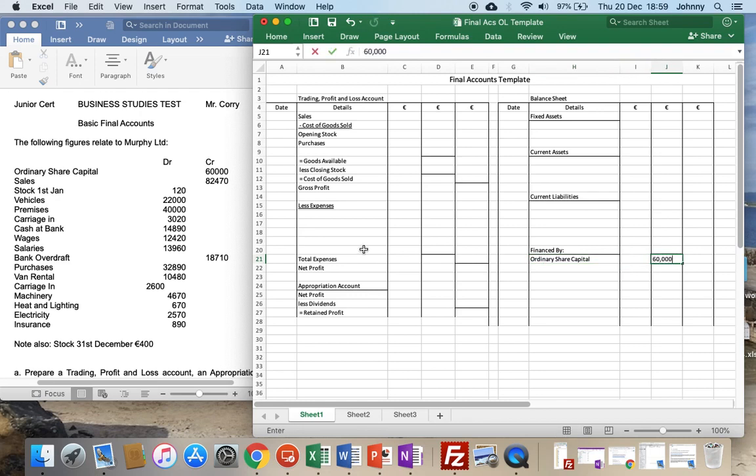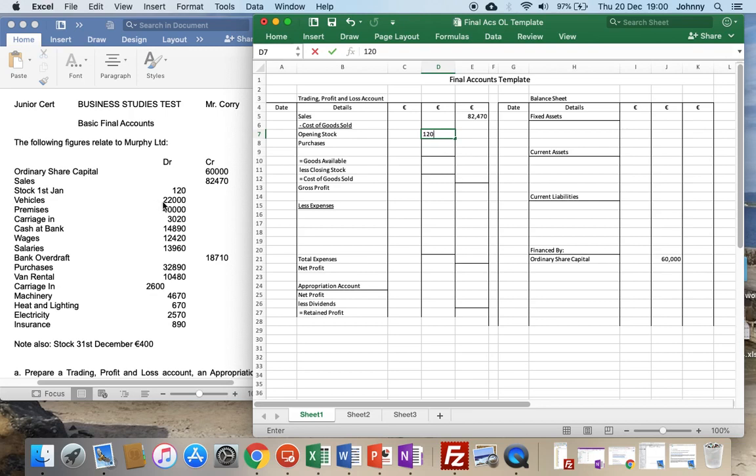Then we have sales. So sales is actually already marked. We'll have that in every question that we do. So sales is 82,470. Then we have stock 1st of January. Well, that's opening stock, so I'll put that in the opening stock section. Remember, all of these things here in our trial balance go into our answer once, except this down the bottom. This is our closing stock, which goes in twice.